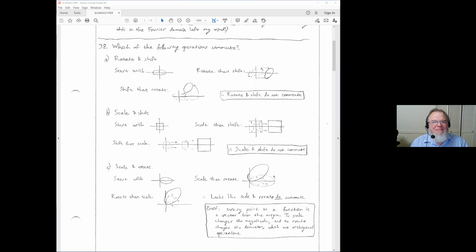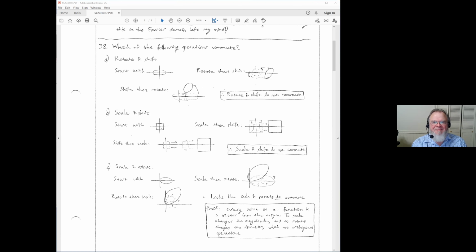Go ahead. Okay, so starting with a horizontal oval, I rotate it first and then shift, and I get this. I shift it and then rotate, and I get this. So therefore, clearly rotate and shift do not commute. That's fine. That's a good engineering proof, isn't it? Yeah. Okay, so that's fine. Go ahead for scale and shift.